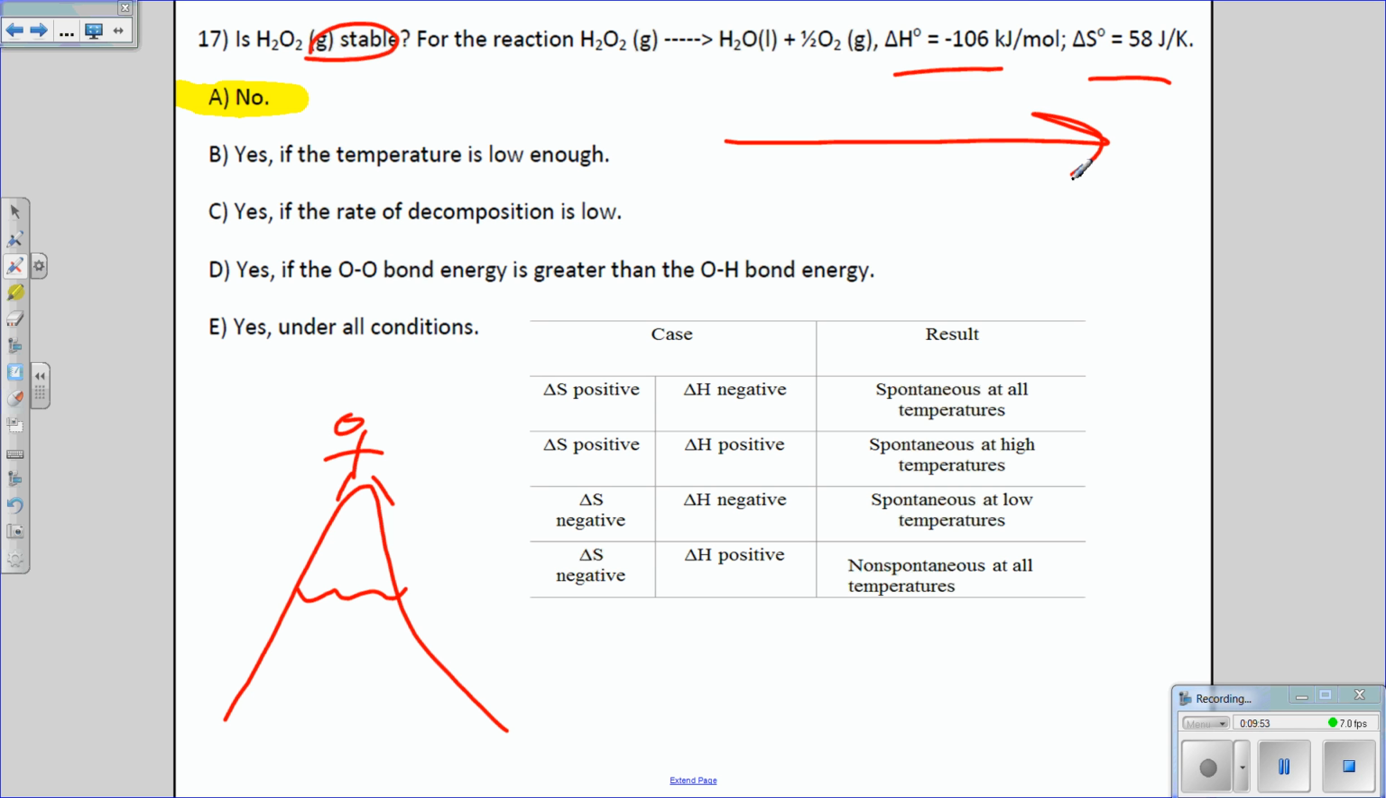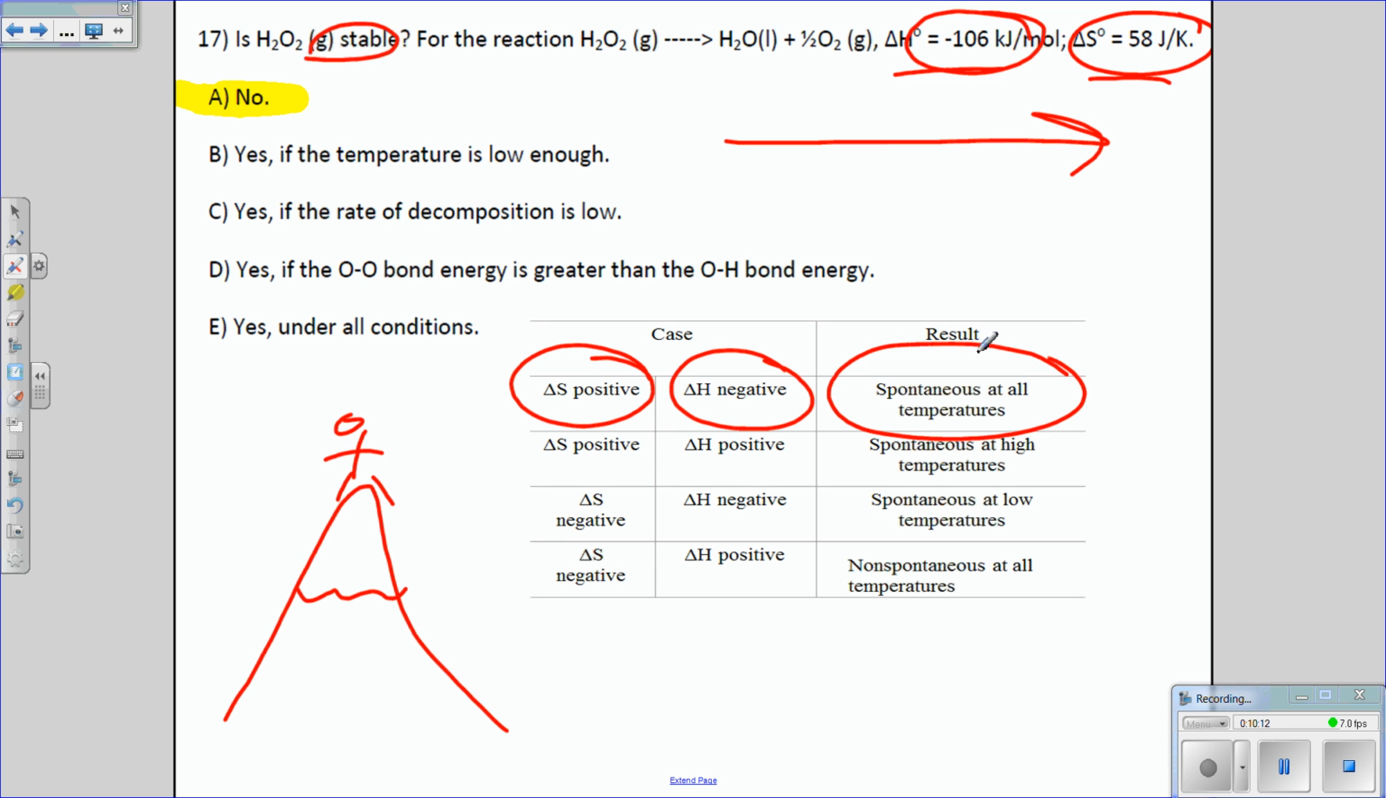Well, look, I have an H that's negative, and I have an S that's positive. They're not asking you to do any calculations here. They're asking you, is it stable? If it's stable, it's non-spontaneous. If it's unstable, it means a reaction will occur, and that is the condition of always. Negative H, positive S is always. We say it is not stable. Hydrogen peroxide will break down into water and oxygen gas. It is a spontaneous reaction.